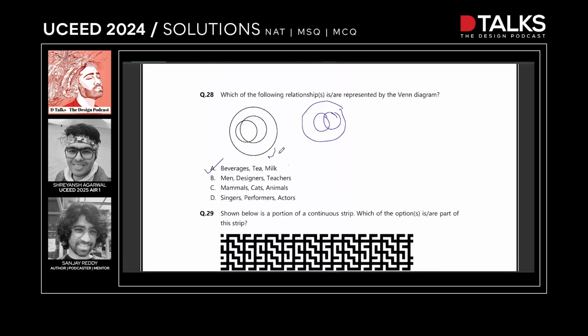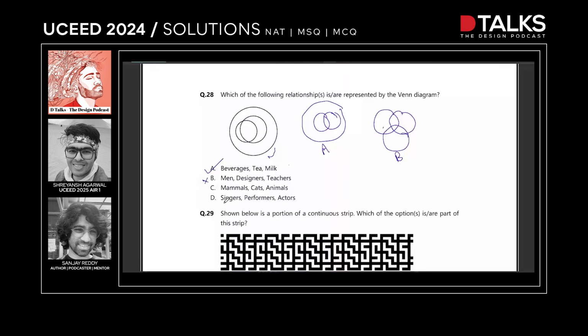A is correct. B, men, designers and teachers. Designers and teachers: some are both, some are not, some are just one. Men would be here, in both, right? So that means B is wrong.